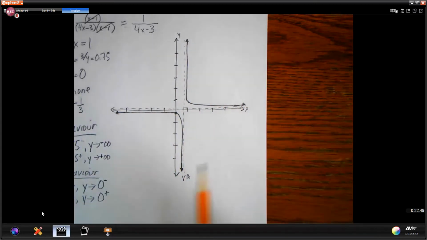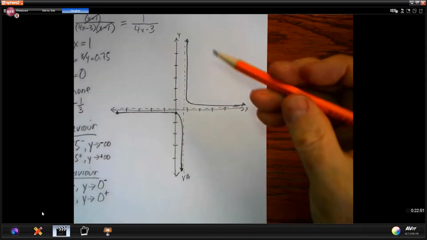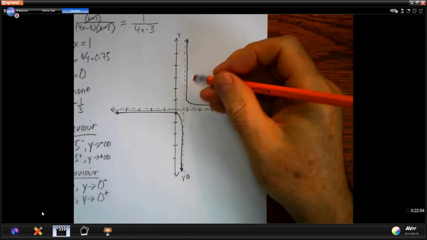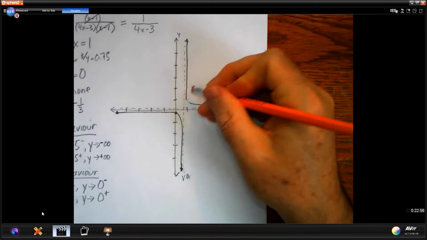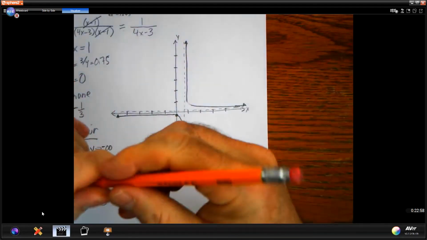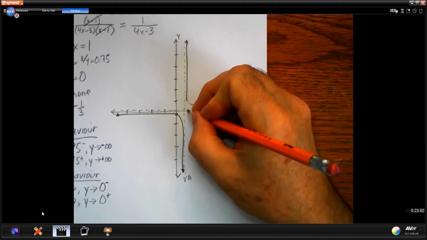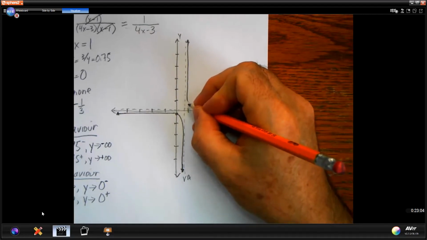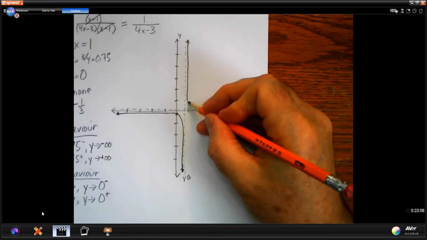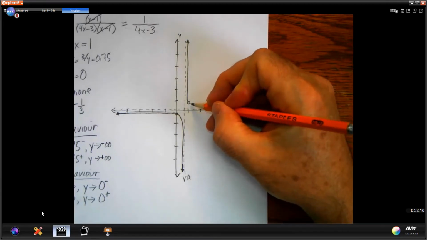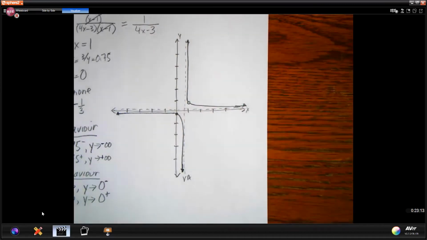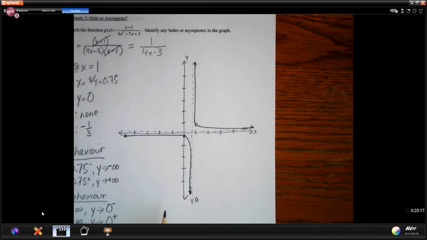Okay, now the only thing we're missing here is the hole. I could have plotted this before, but I personally prefer to do it after. So I erase there and I go up to where my original sketch was, and I put an open circle at that point just to show there's a gap. There's a hole right there. Okay, so there's my sketch.